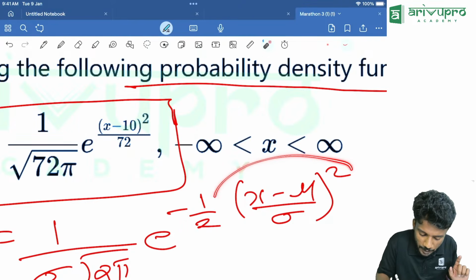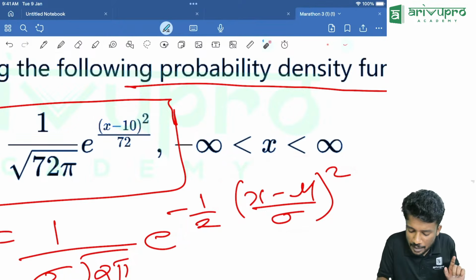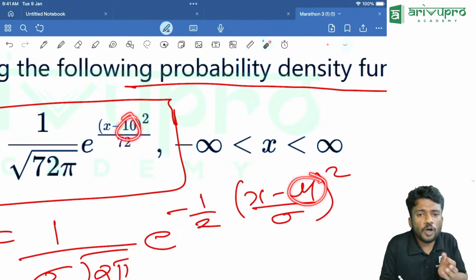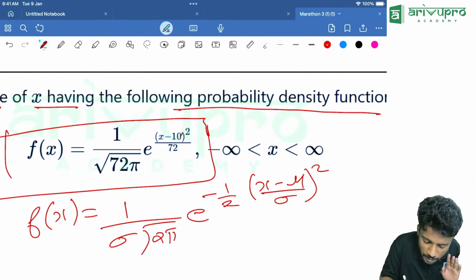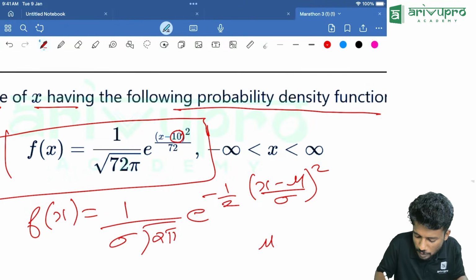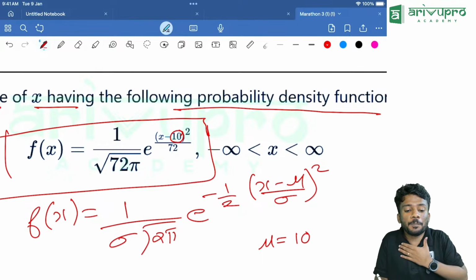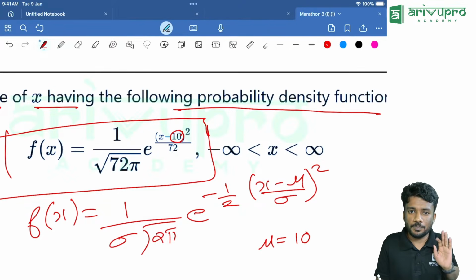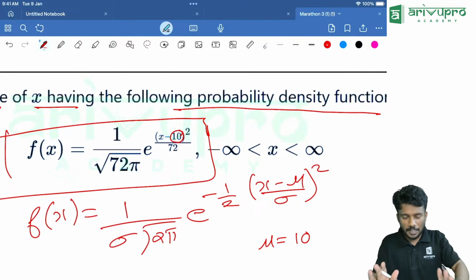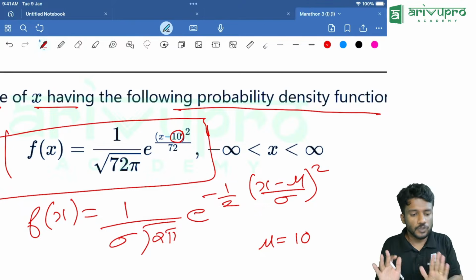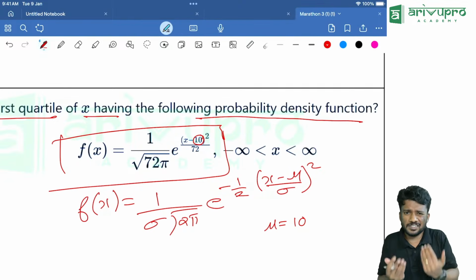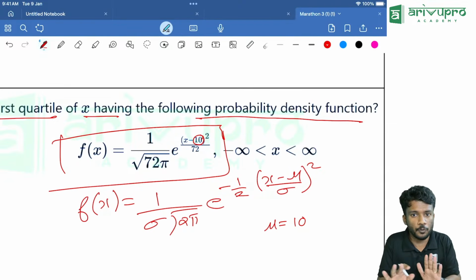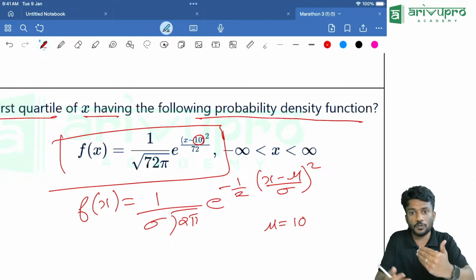Compare the numerator, people. What can be the value of mu? What is there along with x? So the mu value is nothing but 10. So mu is how much? 10. That means our mean is 10. Yes. So what is the value of mu? 10. Now we need to find the value of sigma. I'm just showing you an example. This is not as per the question. The question is something else, that also we will do.